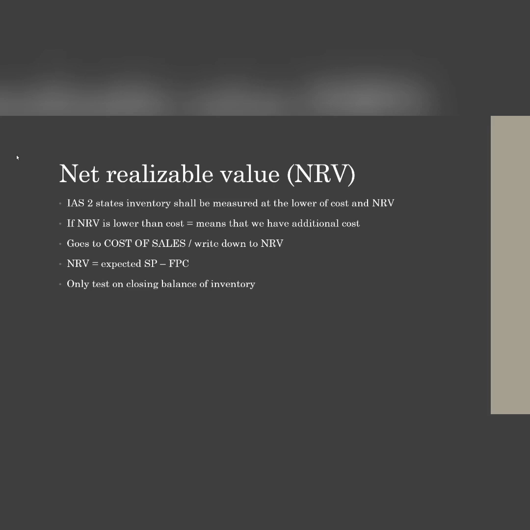And you may be wondering, how do you calculate NRV? So basically, it's the expected selling price minus further processing costs. Expected selling price means the selling price we expect people to buy at in future. And further processing costs is costs we need to incur before we can make that sale. For example, selling costs or repairs to that asset, etc. And this test is only done to the closing balance of inventory, as that's the only inventory still on hand at the end of the year.